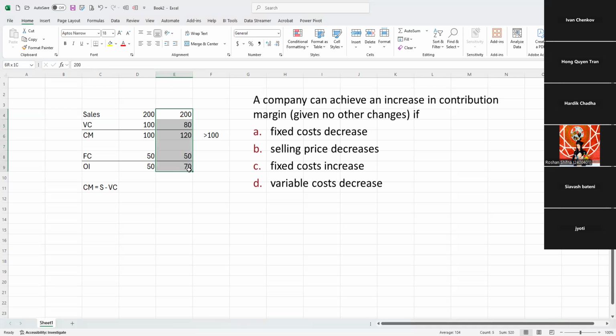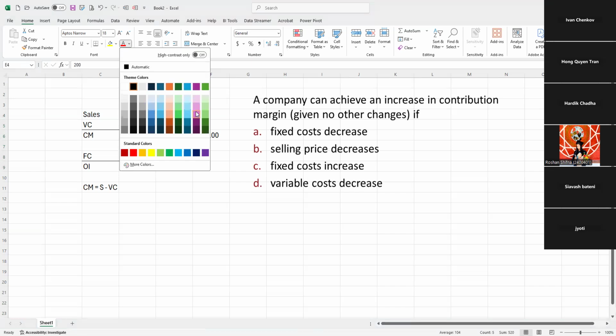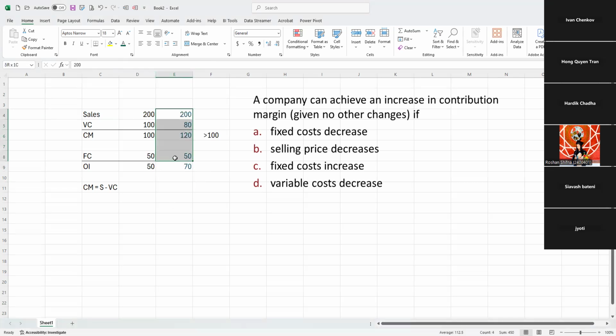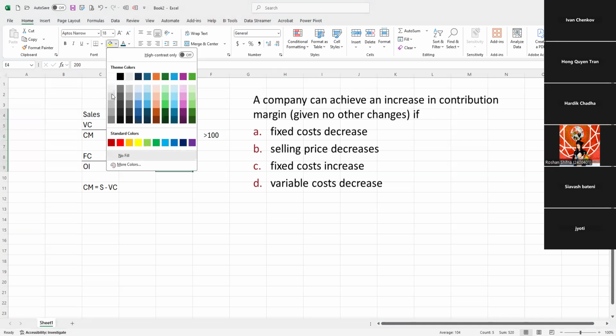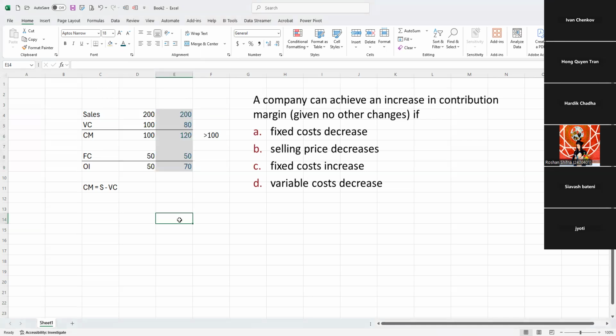So do you need to remember always everything? As long as you know the basics and as long as you know how to get the contribution margin and how to deal with the situation, you can easily analytically come to the right answer. Can you do that? Yes. That will be up to you.